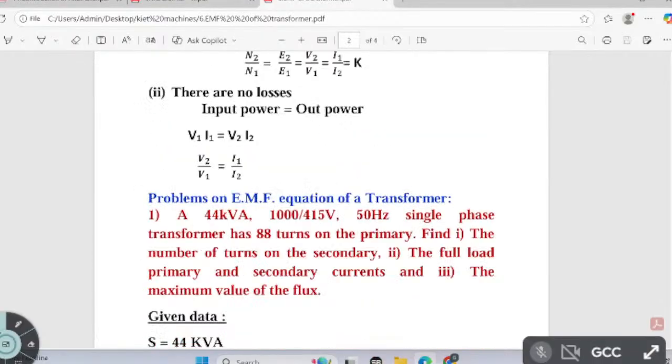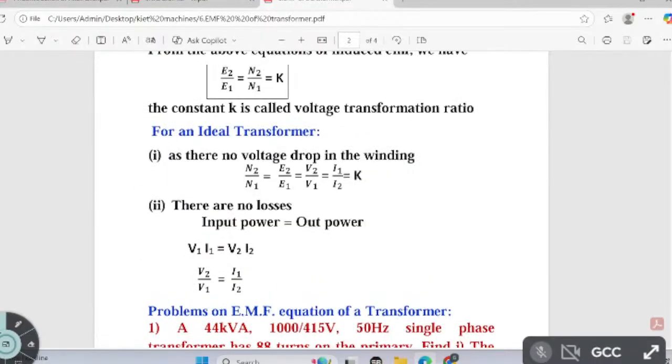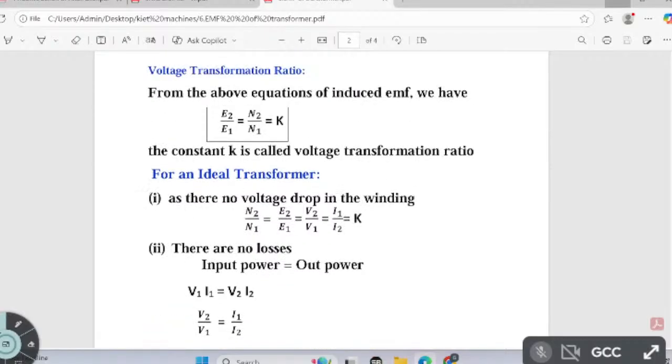Amma, listen, I have shared notes. In the notes, the derivation of the EMF equation is different. What I have taught now is different from the notes given. So kindly follow the EMF equation as I explained. Don't follow the notes, it is very hard. Derivation of the EMF equation.